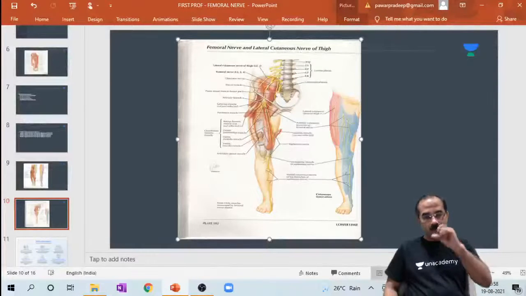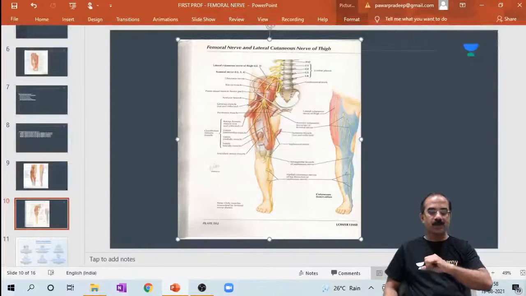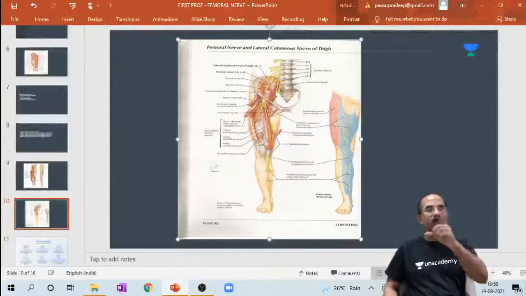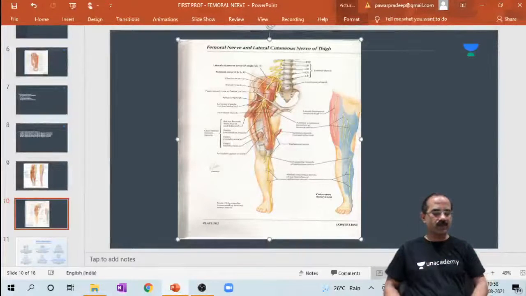What is the root value of obturator nerve? The obturator nerve is formed by the ventral divisions of the ventral rami of L2, L3, L4. The femoral nerve is formed by the dorsal divisions of the ventral rami of L2, L3, L4. That's the only difference, right?